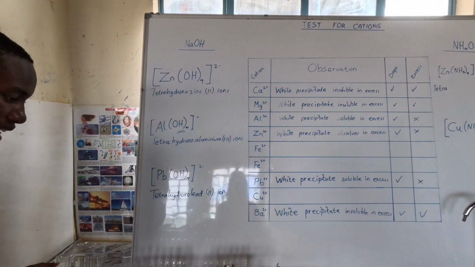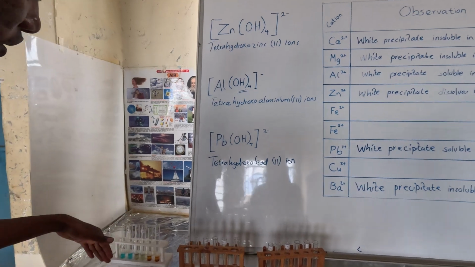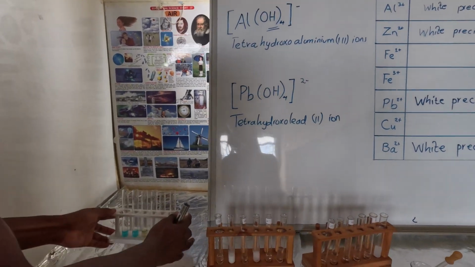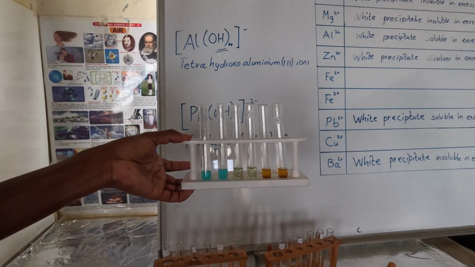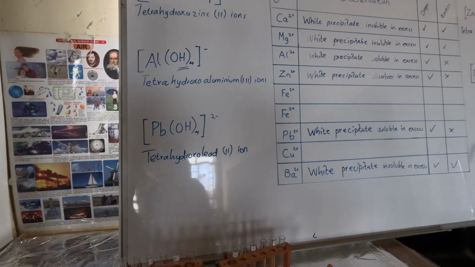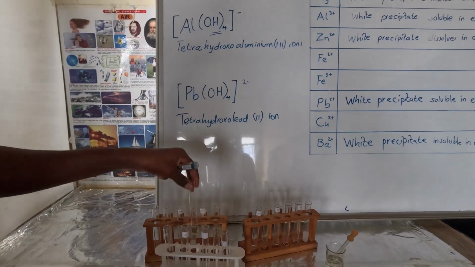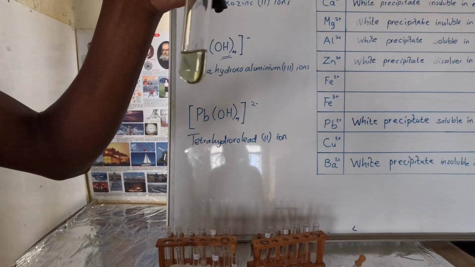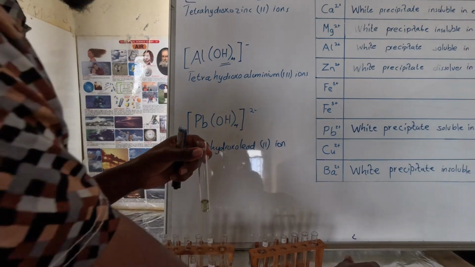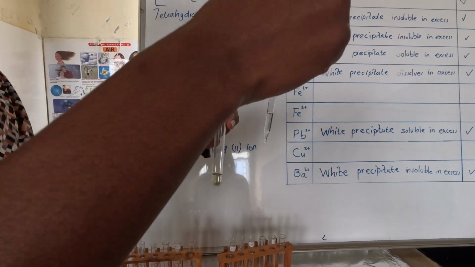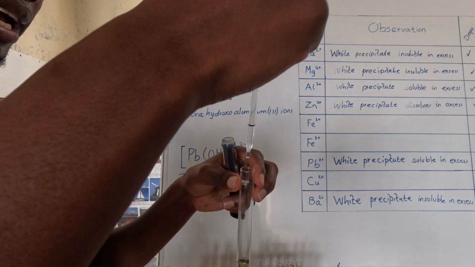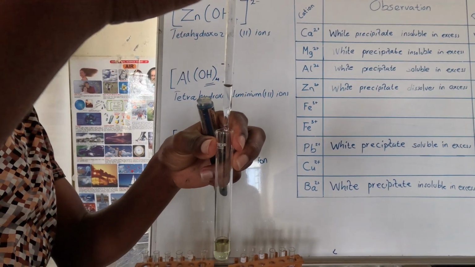Now we have the colored cations: iron 2, copper 2, and iron 3. What happens to these ones when we add sodium hydroxide? I'm going to start with iron 2. Iron 2 is here, it is green in color. I'm going to add some drops of sodium hydroxide, and we want to see what will happen.